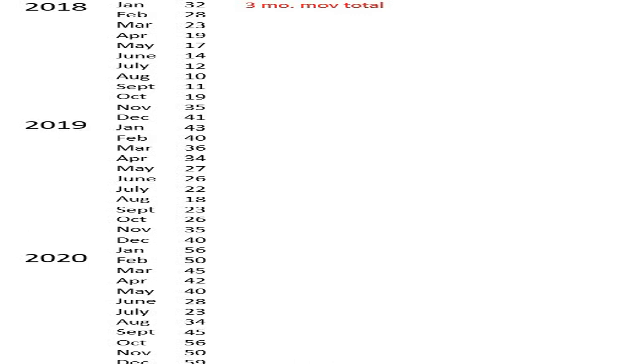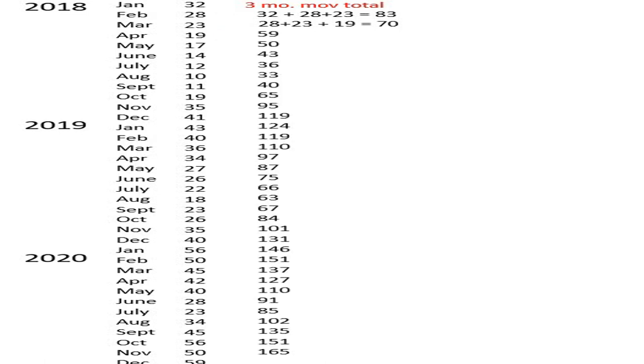Here we take the total for the 3 months and write it corresponding to the middle value. So we have a value corresponding to February of 2018, and it is the sum of the first 3 values of the time series. Corresponding to that, we have the next 3 values, that is 28 plus 23 plus 19 equal to 70. Then we get the values one after the other. Obviously you may note that we don't get any value corresponding to January 2018 and December 2020, because they are absorbed in the computation of the 3-point moving total.